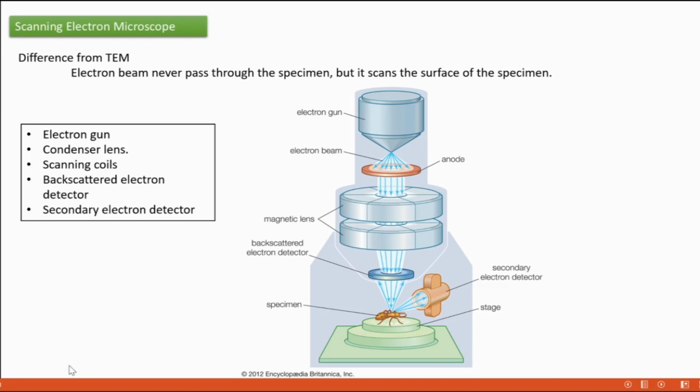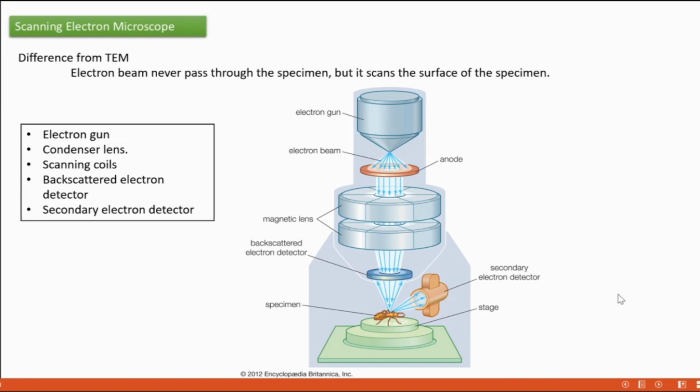That's all about the scanning electron microscope. Next, we can see the working of the scanning electron microscope, its principle, in a video. So, you can go and see that.